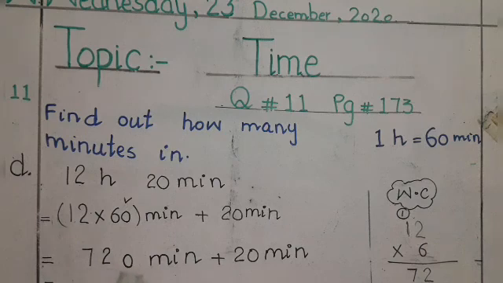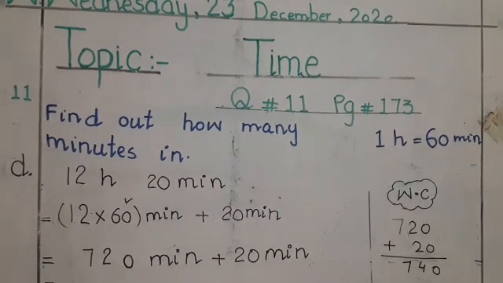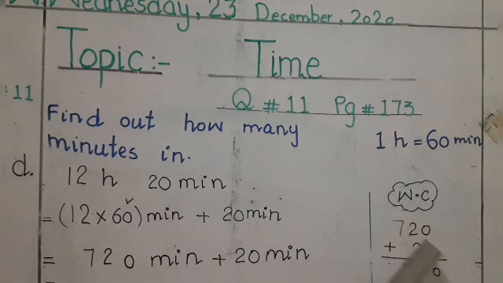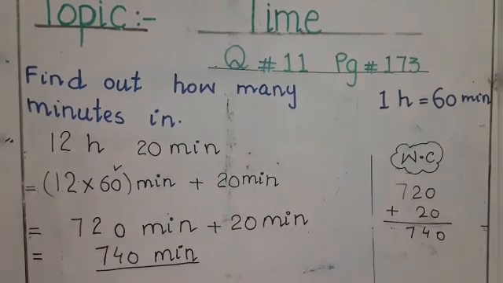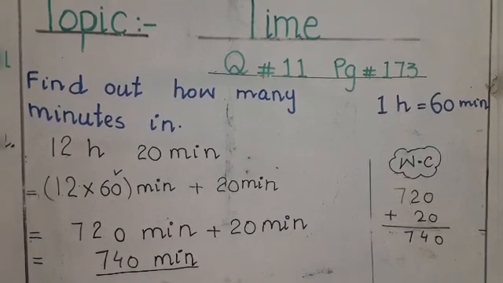So 720 minutes plus the remaining number is 20 minutes. So now we will add these numbers. 0 plus 0 is 0, 2 plus 2 is 4, and 7 will come as it is: 740 minutes. So this is our answer. So students, our answer is 740 minutes.